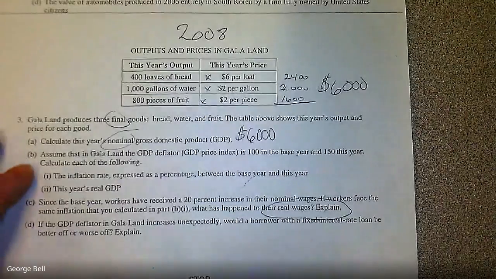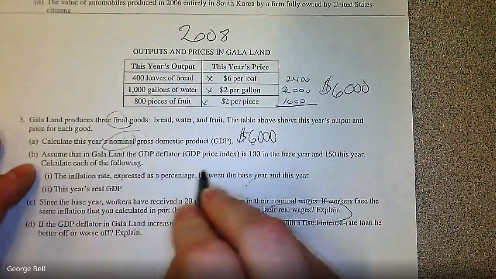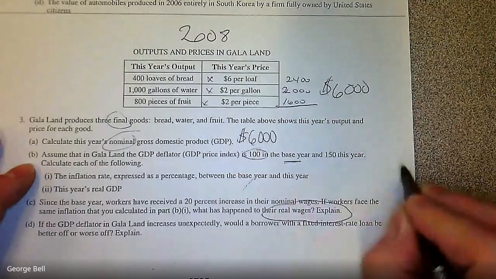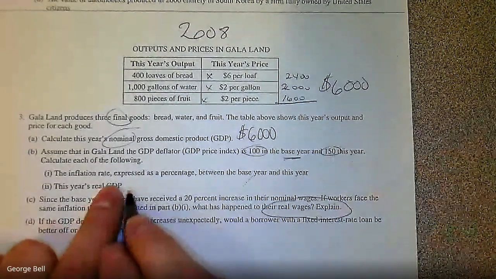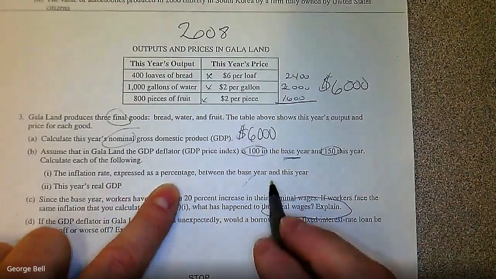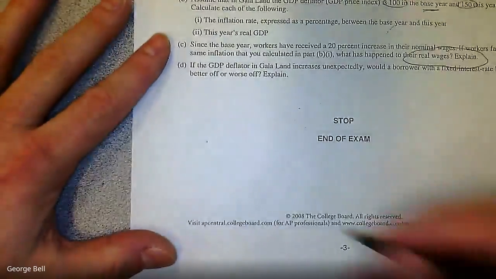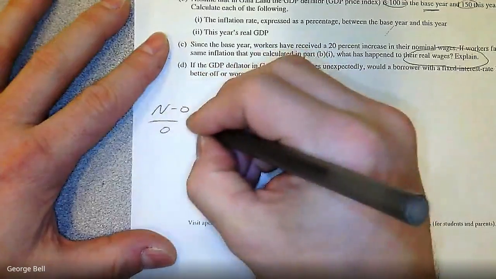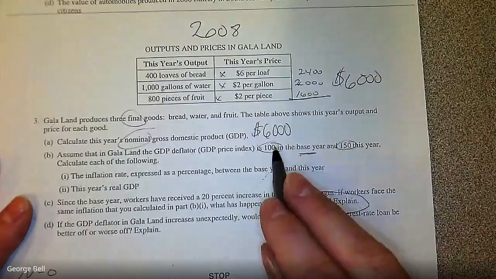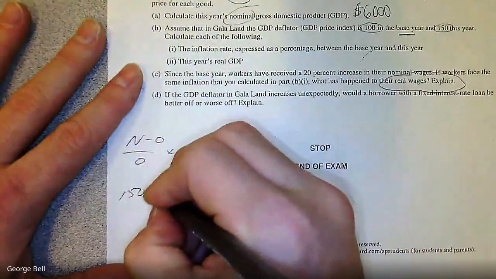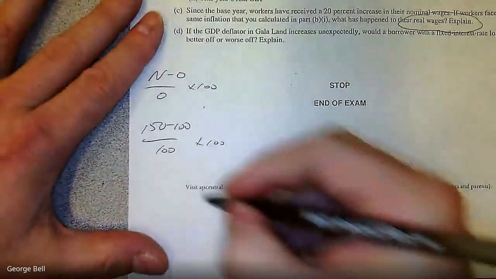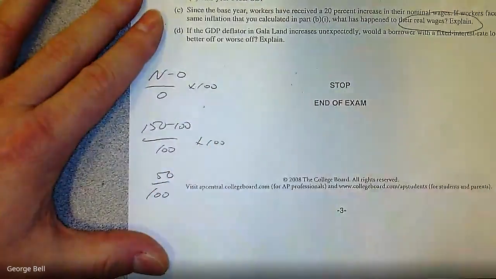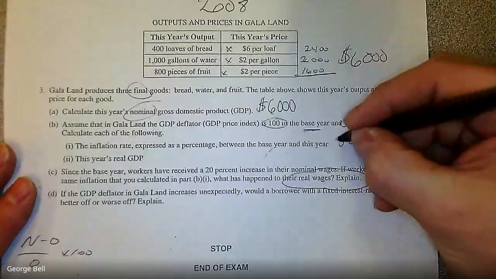So in letter B, it says, assume now that the deflator price index is 100 in the base year, and then 150 this year. Calculate the following. They want to know the inflation rate expressed as a percentage between the base year and this year. To do inflation rate, we know new minus old divided by old times 100 is always the way that we find inflation. They tell us that our current is 150, the base year is 100. So 150 minus 100 divided by 100 times 100. That means this is 50 over 100, ladies and gentlemen, and every day of the week and twice on Sunday, that is 50%.